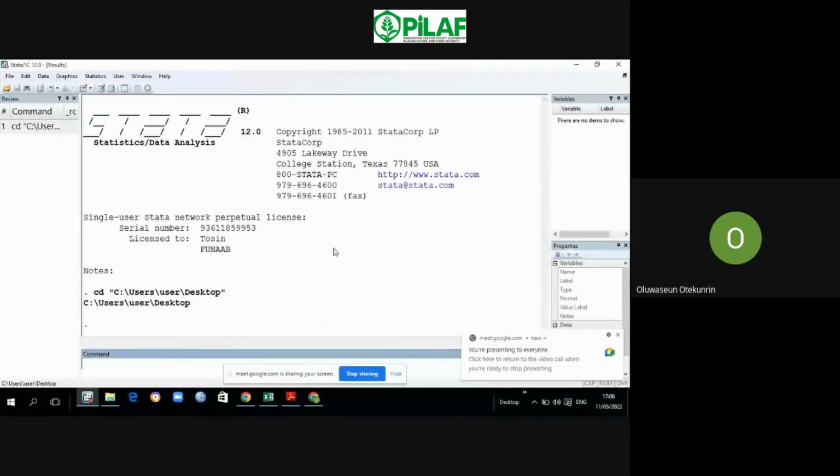So today we shall be talking about hypothesis testing in Stata, part 2. The first part was done last week by Prof. So today we shall be considering one-way analysis of variance and two-way analysis of variance.